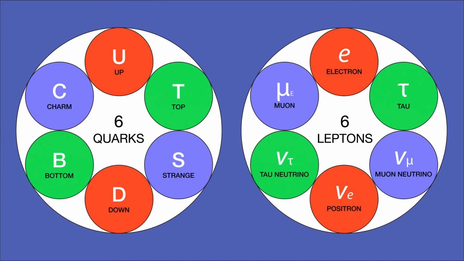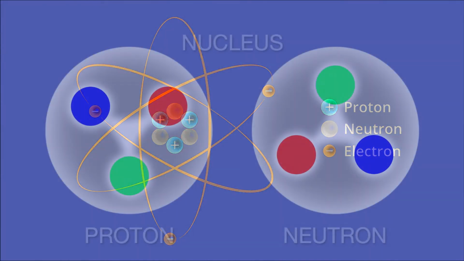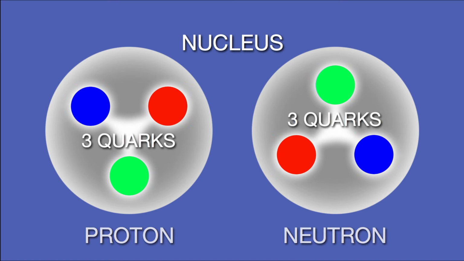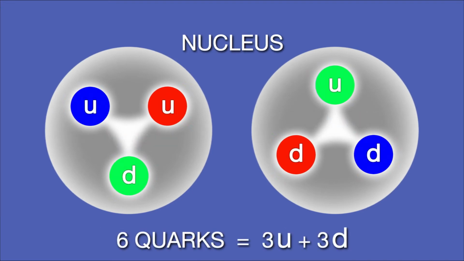Now let's delve into the microcosm and take a look at the atom. There are 3 types of elements in the composition of atoms: protons, neutrons, and electrons. If we examine the proton and the neutron, they form a pair at the heart of an atom, and each is composed of 3 quarks. In the nucleus of an atom, there is a minimum of 6 quarks, 3 up and 3 down.